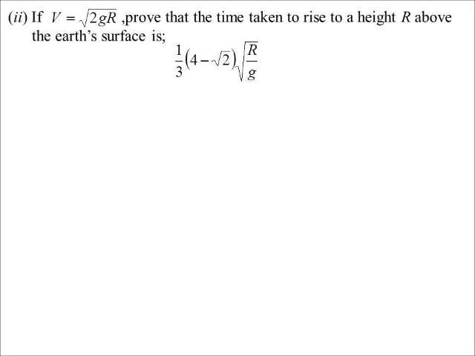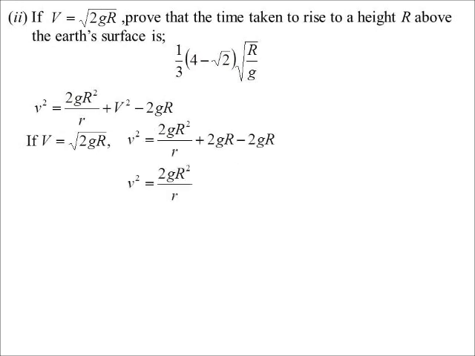We want to know how long it takes to get to 2R, so another R above the Earth's surface. They've given us the answer just to help us out, so at least we can see if we're on the right track, which was nice of them. So okay, there's our formula. V squared equals that. But we're now saying V is the square root of 2GR. That's really nice, because these two bits at the end cancel.